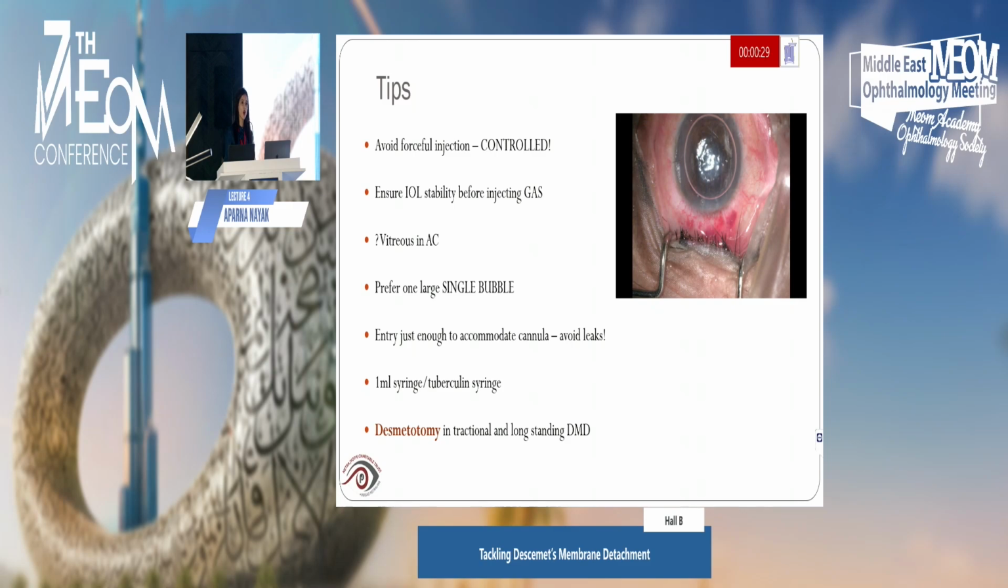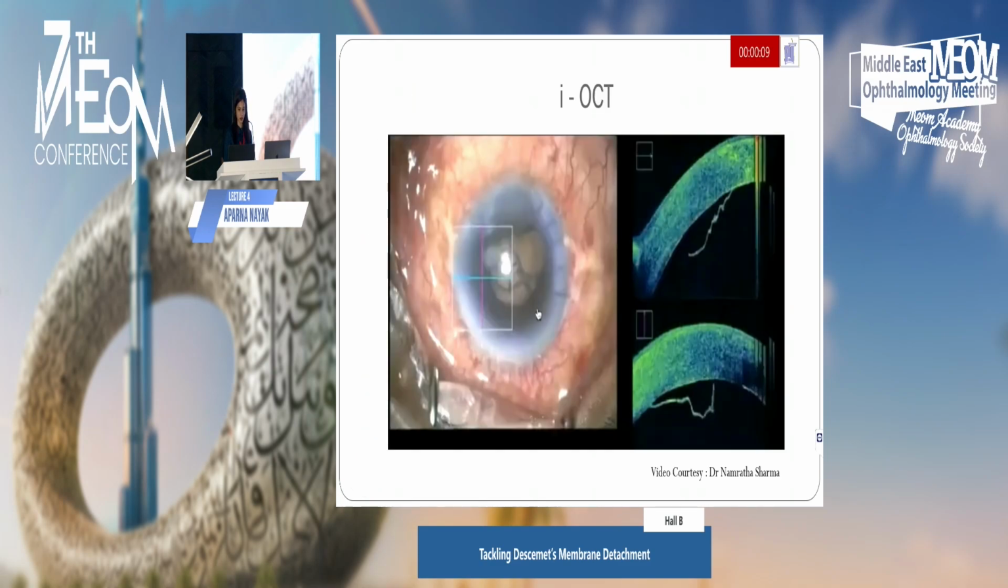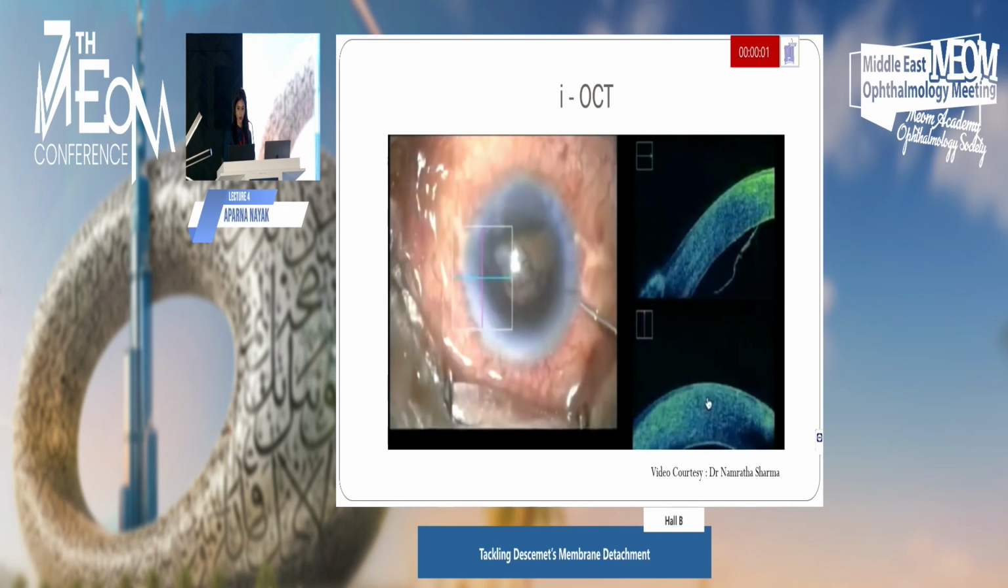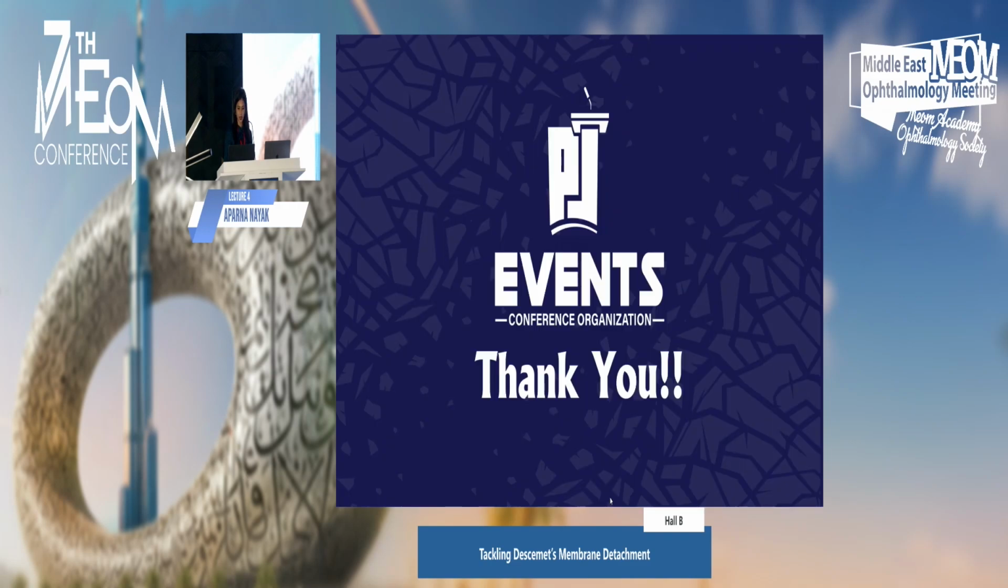And whenever there is a long-standing DMD or there is a tractional DMD, make sure you do an additional procedure, that is a descemetotomy. You can always make a small nick. If there is any fluid or anything, it will drain. And if you do not do a descemetotomy in a long-standing DMD, the DM will never attach. So this step is very important. If you have access to intraoperative OCT, nothing like it. So you can have a real-time image of the DM before and after attachment.